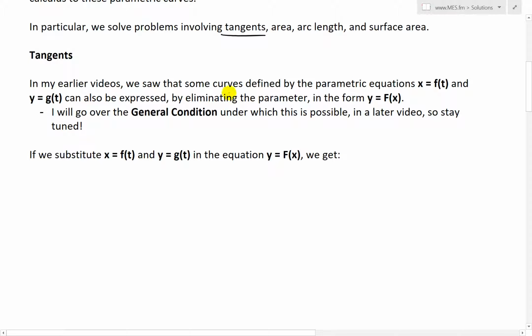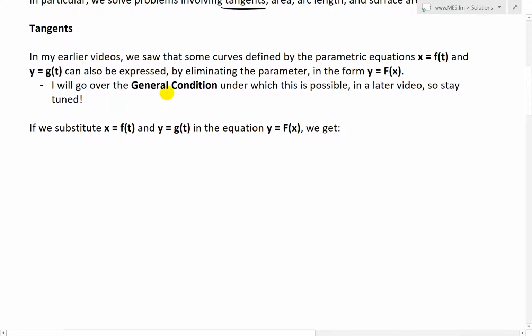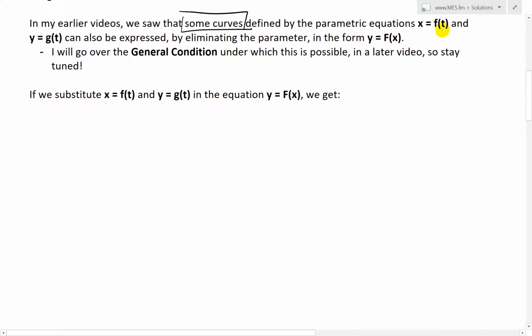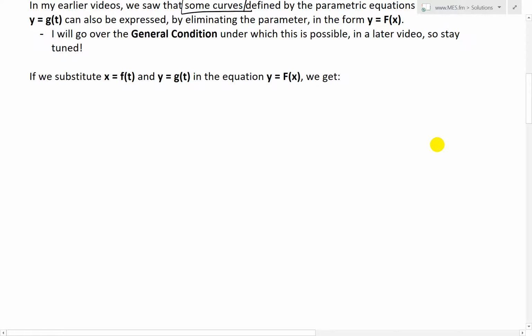So in my earlier videos we saw that some curves defined by the parametric equations x equals f of t and y equals g of t can also be expressed by eliminating the parameter, in this case t, in the form of y equals a function of x. In this case we'll call it capital F of x. I'll go over the general condition under which this is possible in a later video, so stay tuned for that. In this one, I'm just going to state that for some curves, when you're given parametric equations, you can remove the t parameter and get y equals a function of x.